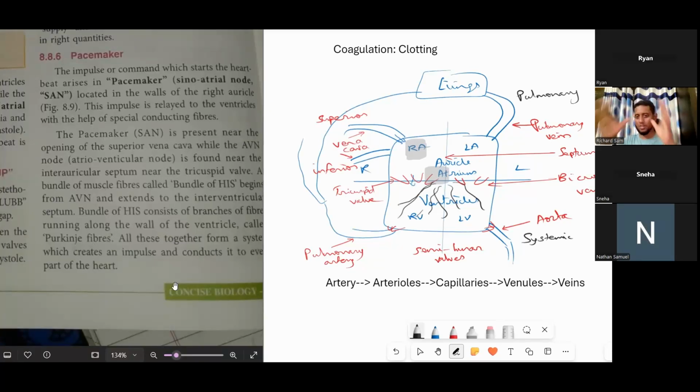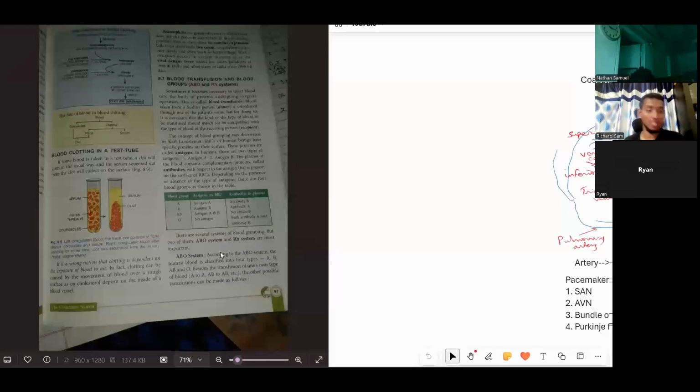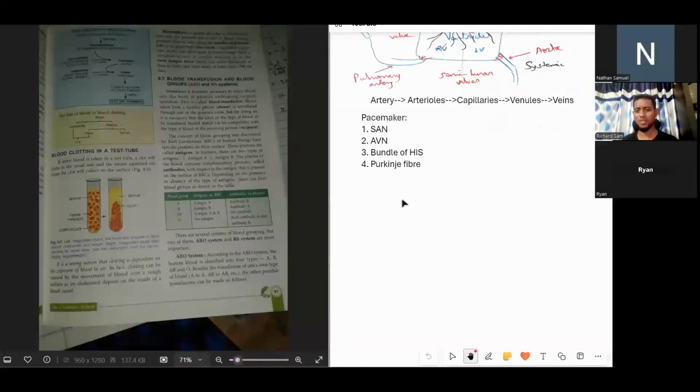So these four parts together are called the pacemaker. I mean, the pacemaker is the top part, but this whole thing together is part of the pacemaker, which keeps the heart beating. Yesterday we saw about the pacemaker. Do you remember the pacemaker?